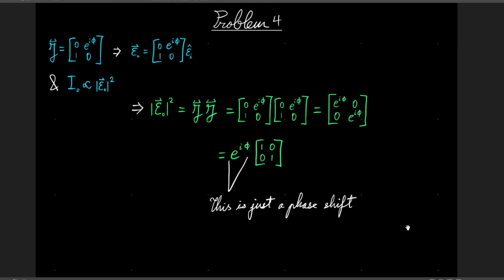And for problem 4, it's just asking if it affects magnitude, and you find that it doesn't actually affect magnitude. It just gives it a phase shift, and it doesn't affect magnitude because you just have the identity matrix.